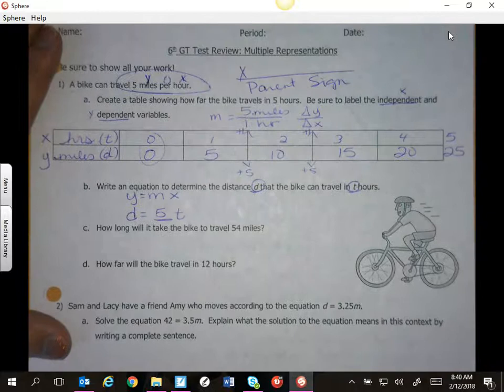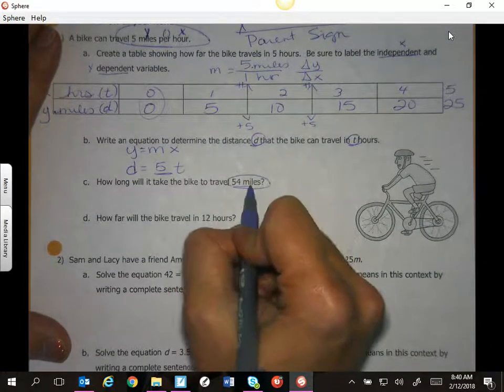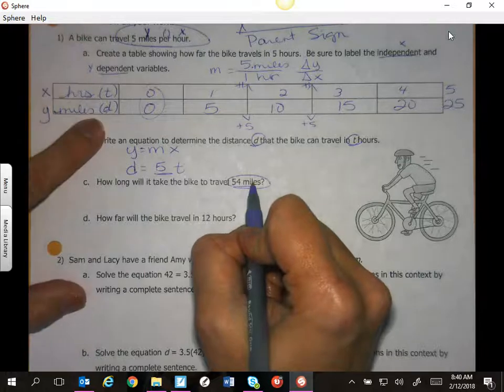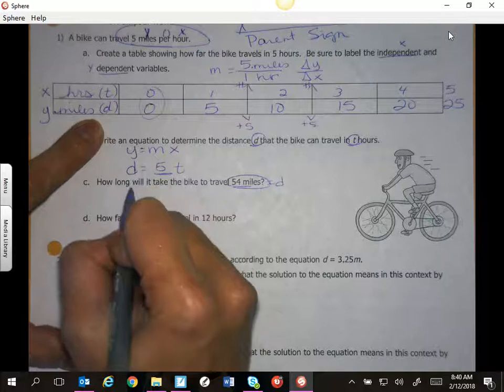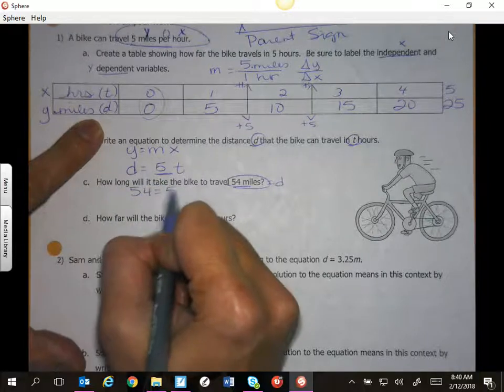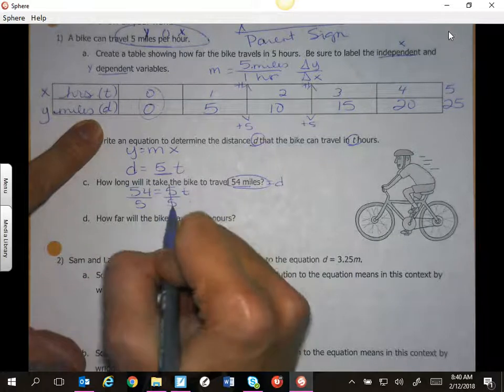How long will it take to travel 54 miles? So now you're plugging into this equation. We're applying it. We said miles was our d. So we're going to plug 54 in place of d. And we're going to use what we know about equations to solve this. We're multiplying, so the inverse is to divide.